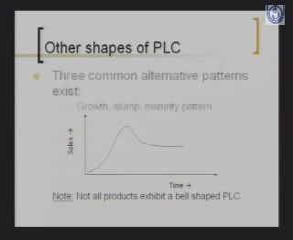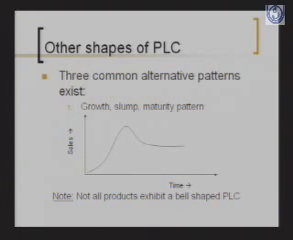If you look at this first shape, this is called the growth, slump, maturity pattern. That means the sales rise, then reach a peak, then slightly slump down, and then again become constant after a particular level, and therefore this is called the growth, slump, maturity pattern. But not all products exhibit a bell-shaped curve. So this is also a shape which we find.